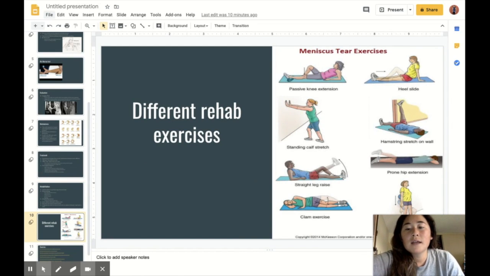The last slide is different rehab exercises, and that's knee extensions, heel slides, calf stretches, hamstring stretch, straight leg raises, prone hip extension, clam exercises. And there's also one where you can use resistance bands to go from side to side and back and forth.